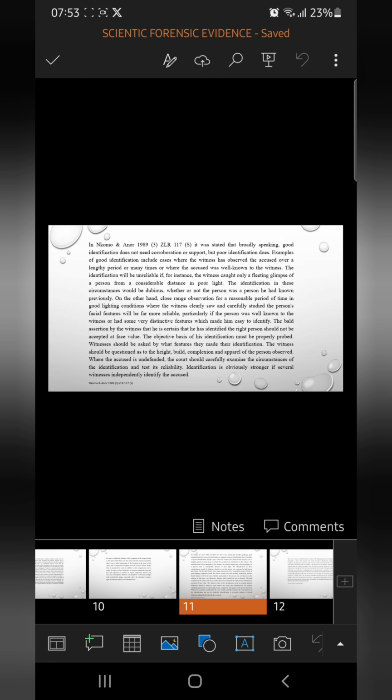On the other hand, close-range observation for a reliable period of time in good lighting conditions, where the witness clearly saw and carefully studied the person's facial features, will be far more reliable, particularly if the person was well known to the witness.